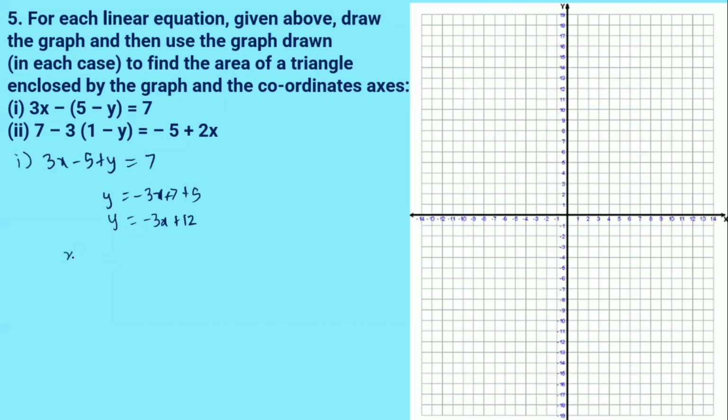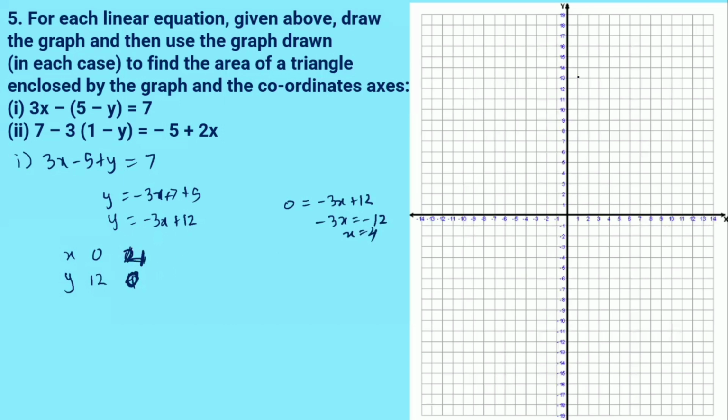Let us create a table for x and y. If you put x is equal to 0 here, you get y is equal to 12. And if you put y is equal to 0, 0 is equal to minus 3x plus 12. So minus 3x is equal to minus 12, or x is equal to 4. So you got these two. If you take y is equal to 0, you get x is equal to 4.